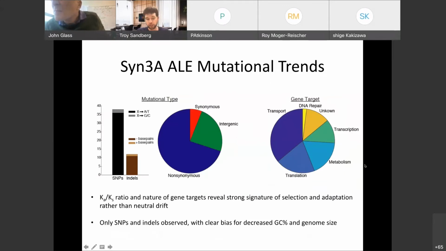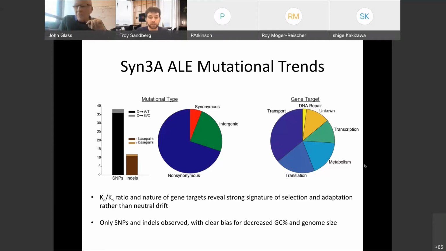So we did whole genome sequencing on all these evolved strains, and if you look at the mutations they get, you see strong signatures that adaptive evolution is taking place, not simply neutral drift. You see much more non-synonymous than synonymous mutations. The types of genes that are targeted fall into categories we regularly see mutated in these types of evolution experiments. Because we're mainly selecting for exponential phase growth rate, you see a lot of transport reactions that get upregulated because flux into the cell can be rate limiting, and also increases in translation and transcription and everything that lets the cell grow faster.